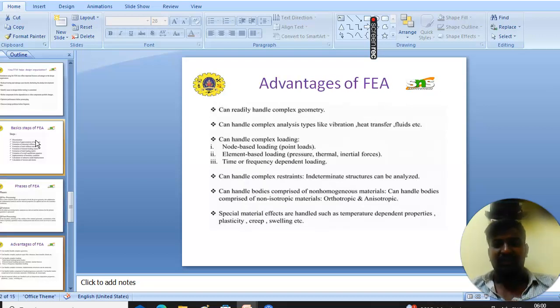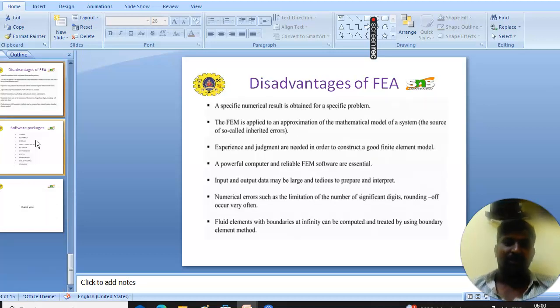The advantages of FEA: it can readily handle complex geometry, can handle complex analysis types like vibration, heat transfer, and fluids, can handle complex loading, can handle complex restraints, and can handle bodies comprised of non-homogeneous materials, with specific material effects such as temperature dependent properties, plasticity, creep, swelling, etc. Finally, the disadvantages of FEA.